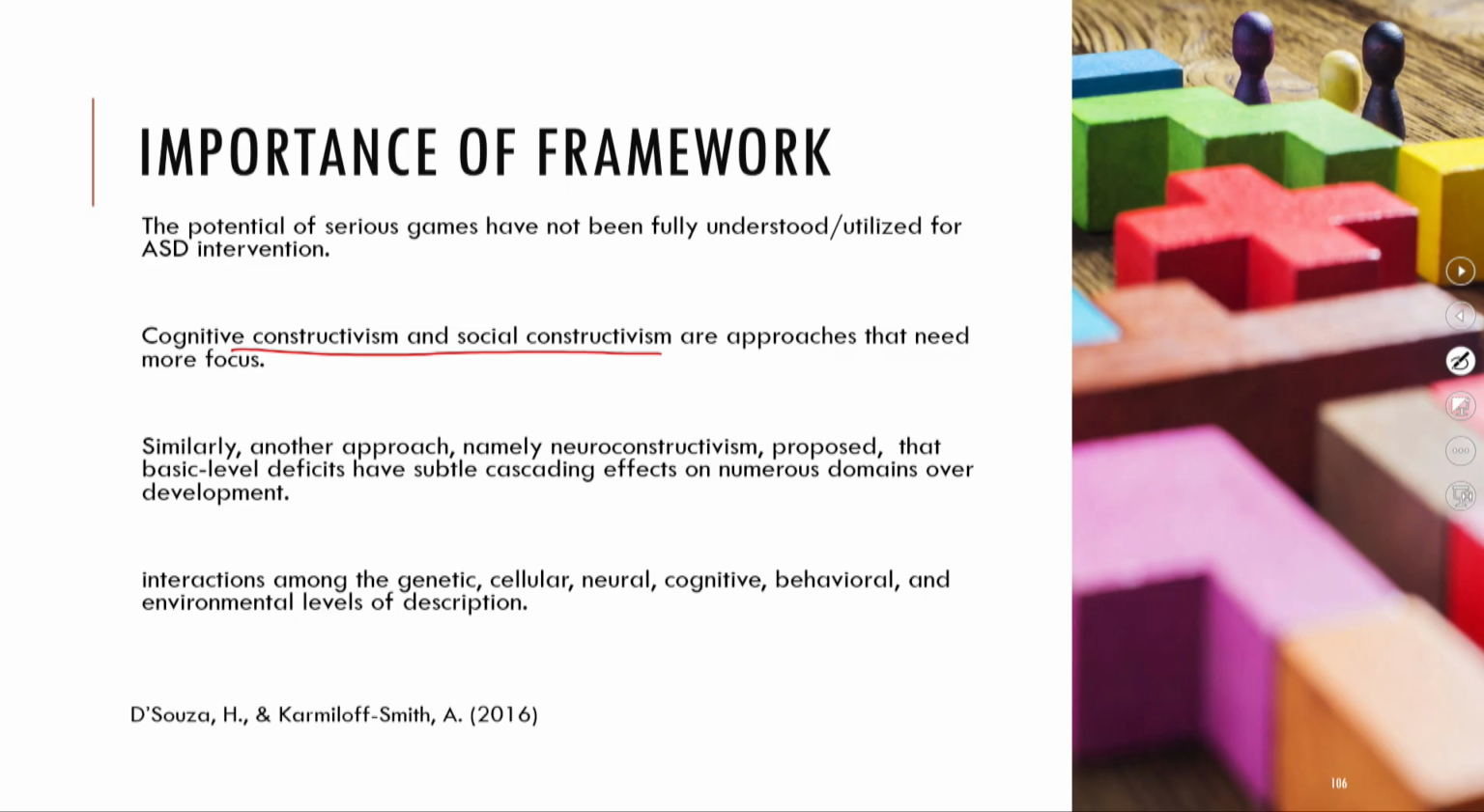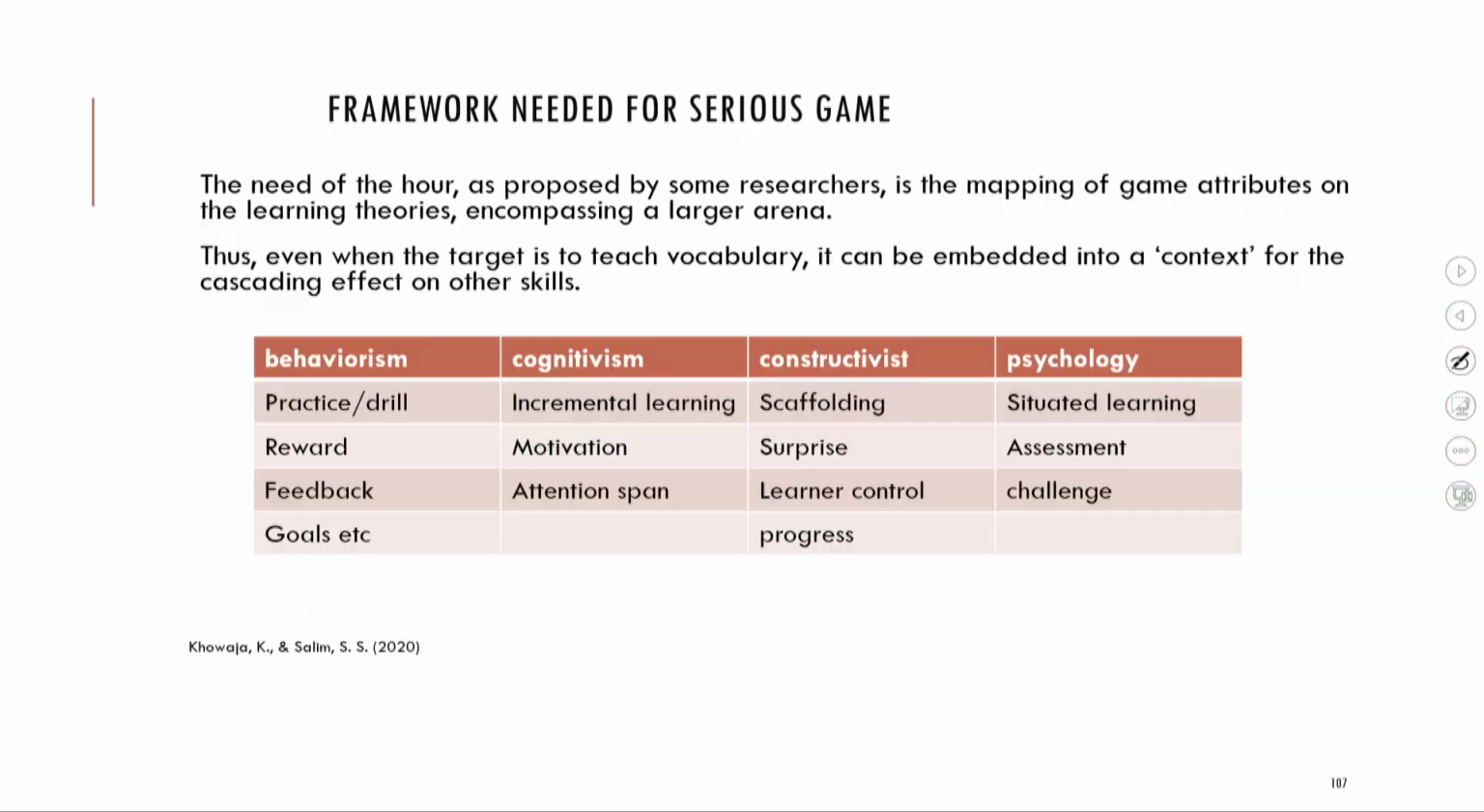Similarly, another approach called neuroconstructivism has also been proposed of late, that basic level deficits have subtle cascading effects on numerous domains over development. As a result, this is another important theoretical domain to look at. Interaction among genetic, cellular, neural, cognitive, behavioral and environmental levels of description is what we need to take into account. So, the framework needed for serious games, as many have proposed, is this.